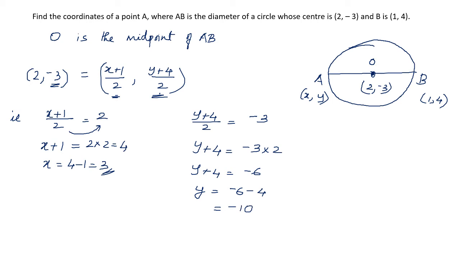So what is the coordinate of A? It is 3, minus 10. Yes, Srinidhi. It is 3, minus 10. O is the midpoint of AB, so that is going to be 3, minus 10. Clear?